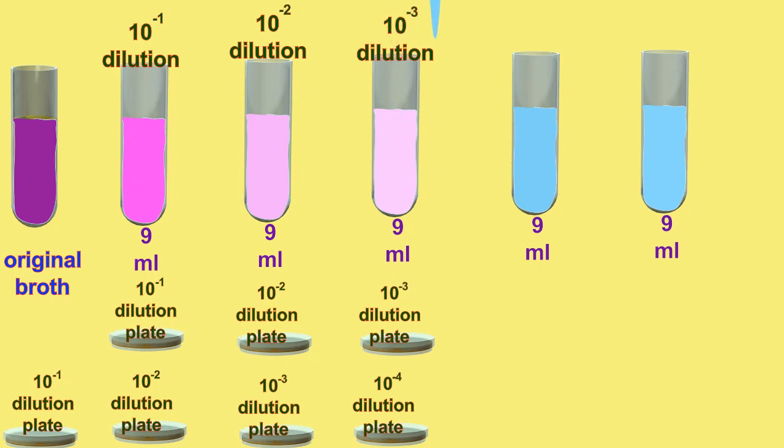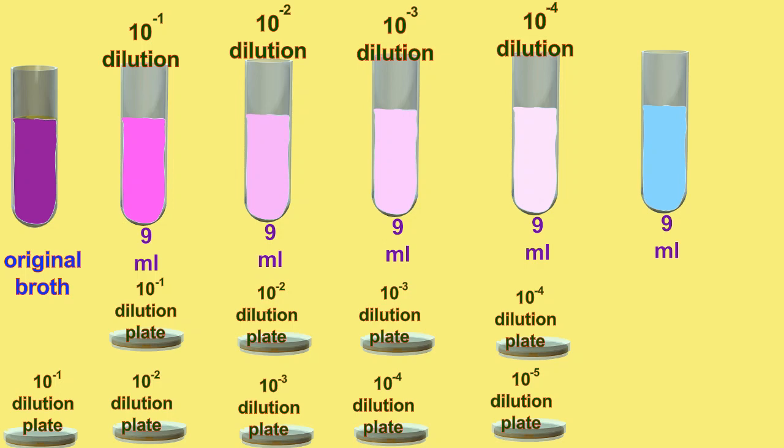1 milliliter from the 10 to the minus 3 tube added to 9 milliliters of water would create a tube with a 10 to the minus 4 dilution. 1 milliliter from this tube onto a petri dish would create a 10 to the minus 4 dilution plate. 1/10 of a milliliter from this tube onto a petri dish would produce a 10 to the minus 5 dilution plate.